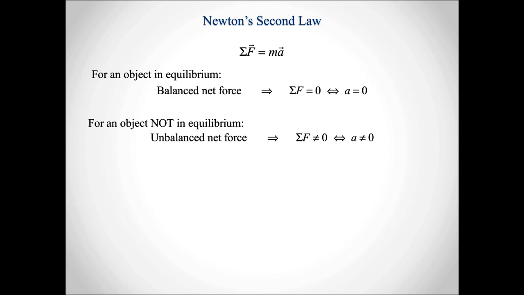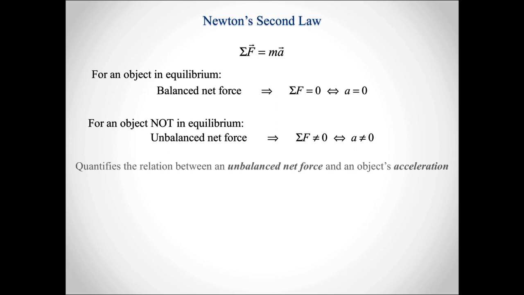However, if your object is not in equilibrium, then you have an unbalanced net force. So you've added up all your forces acting on your object, you've added them up as vectors, and you've gotten an answer that's not 0. What that means then is since you have a non-zero net force, you have to have a non-zero acceleration. So unbalanced net forces cause objects to accelerate, and Newton's second law quantifies what that relationship is. It says that your unbalanced net force is equal to mass times the value of that acceleration.